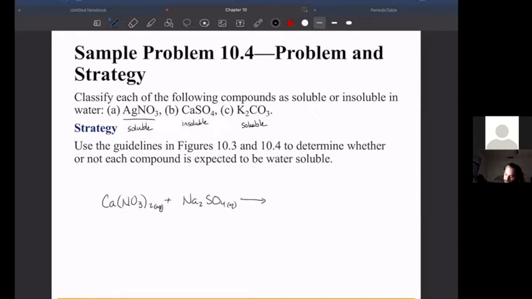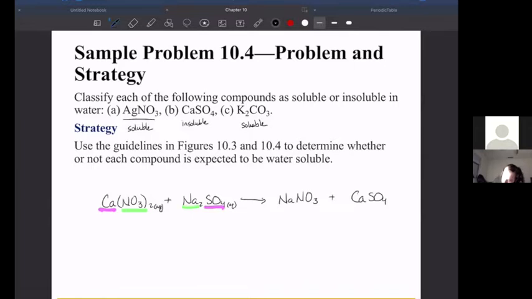And so what you're going to do, following the format of the double displacement reactions, is take the cation and the anion and swap them. So this would make sodium nitrate. And then you're going to go to the other one, do the same thing, take the cation and the anion and swap them, plus calcium sulfate.